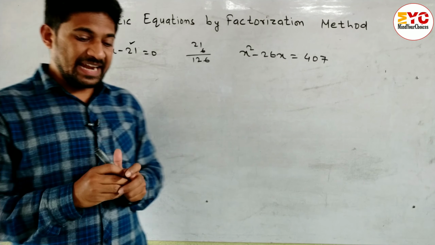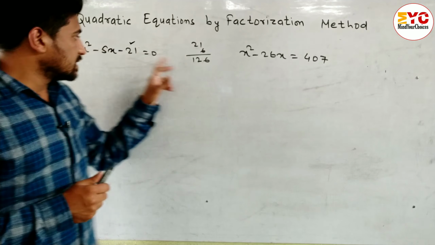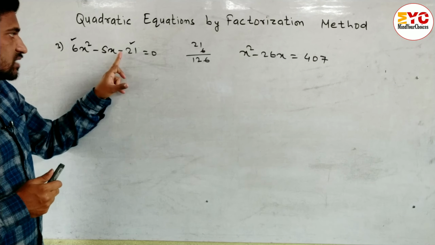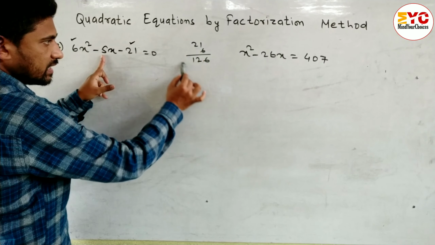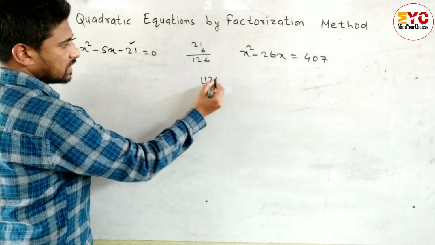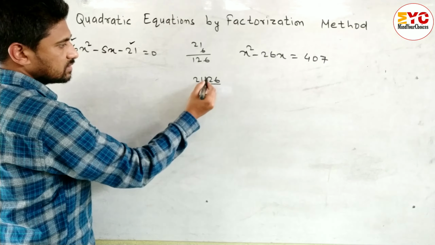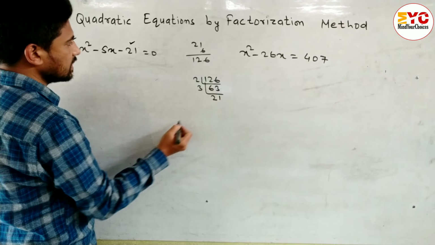Now we have to find out that type of factors whose multiplication is 126 and subtraction is 5. Here is minus, so subtraction is 5. So we have to find out factors first here. 126, 2 6 are 12, 2 3 are 6. Again we have to divide by 3. 3 2 are 6, 3 1 are 3.